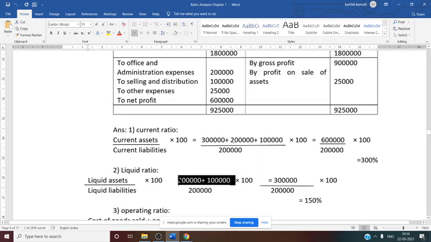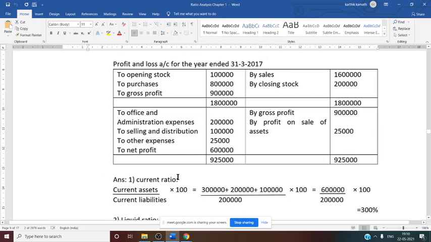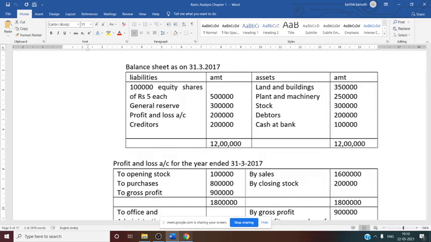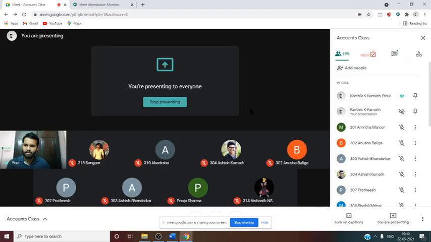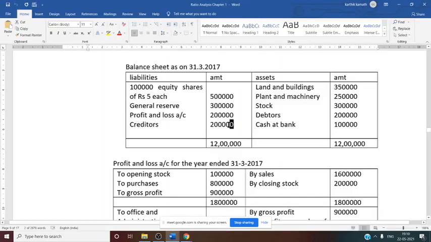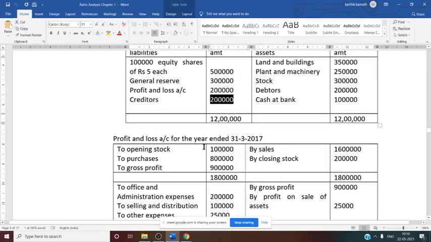Liquid liability. What about liquid liability? Current liability minus bank overdraft. Here bank overdraft is not there, so current liability itself is the liquid liability. So the current liability answer is 2 lakh, creditor. Creditor is our current liability. So 2 lakh you need to write in the denominator.